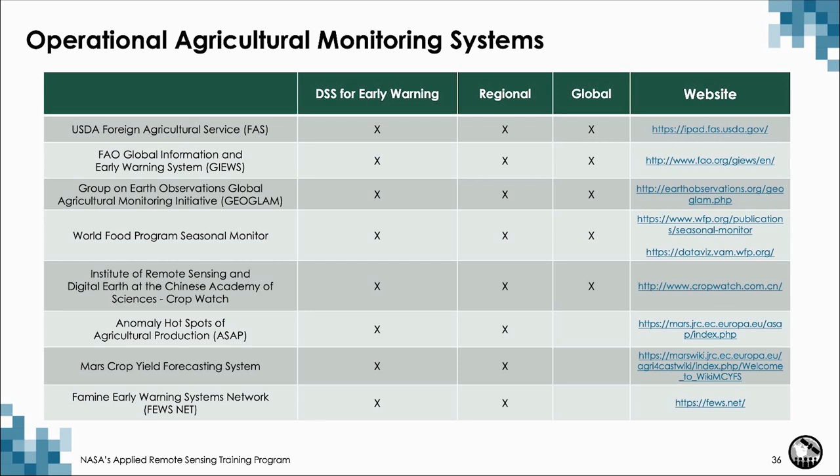This chart highlights the 8 main operational agricultural monitoring systems. All of them are used for decision support systems for early warning, and they all have a regional analysis, though only a handful are global operational systems by design. Websites for each of the monitoring systems are provided, though only 4 will be highlighted in this webinar. We encourage you to explore each of the websites on your own to learn more.